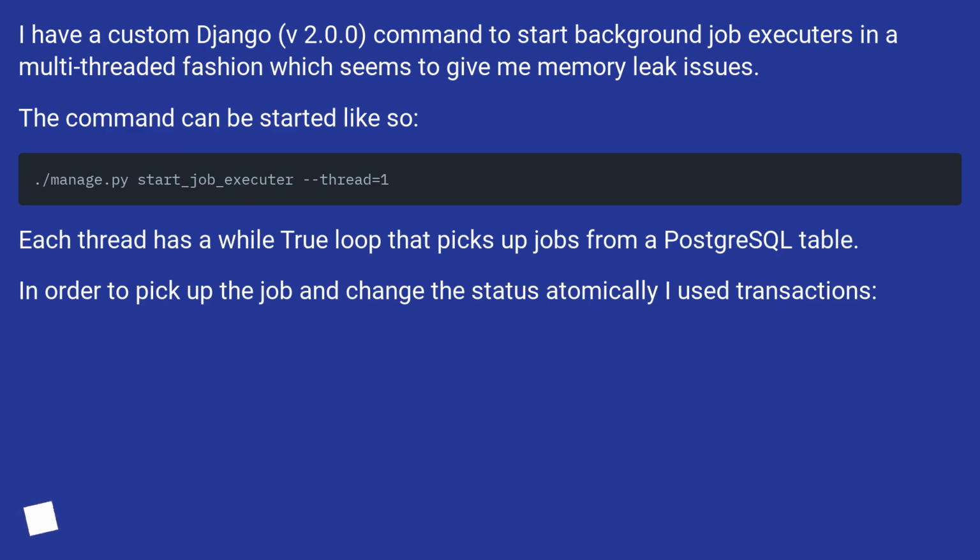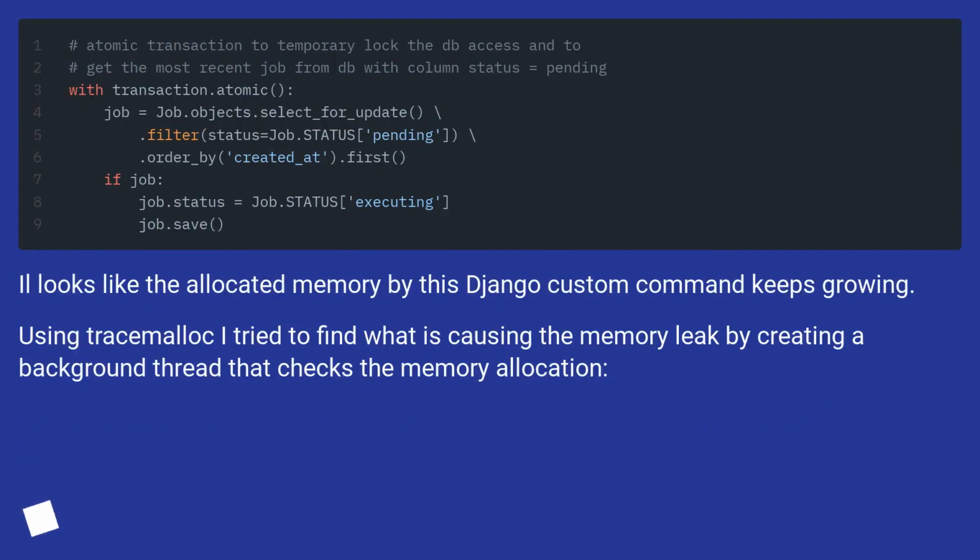Each thread has a while true loop that picks up jobs from a PostgreSQL table. In order to pick up the job and change the status atomically, I use transactions. Postgres looks like the allocated memory, but this Django custom command keeps growing.